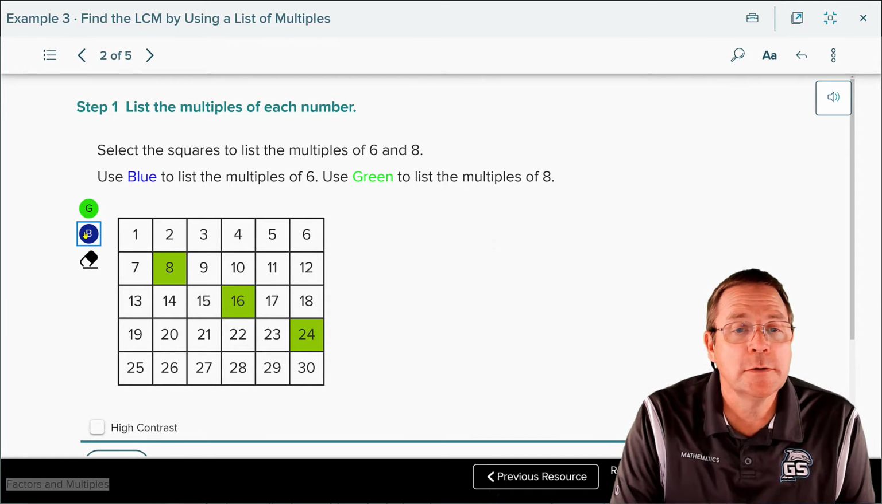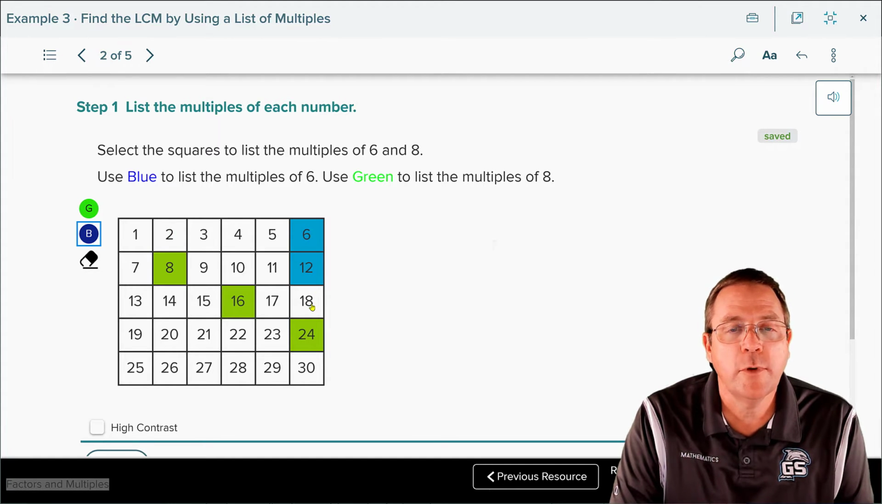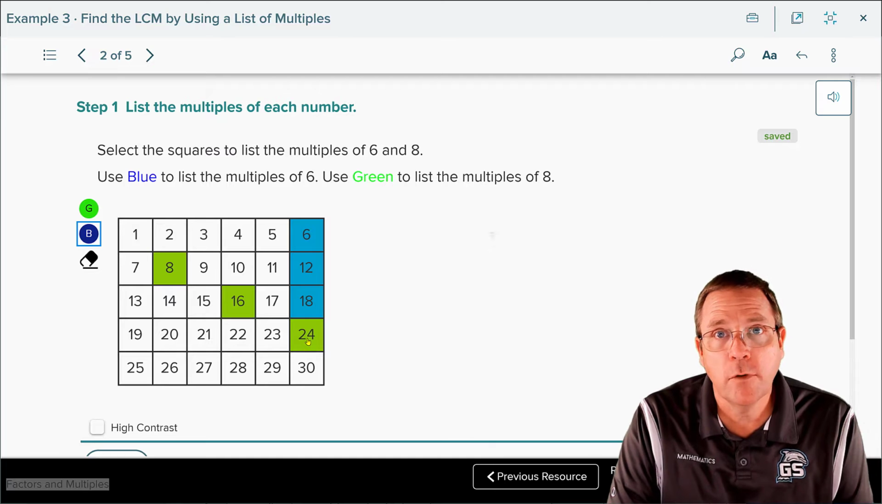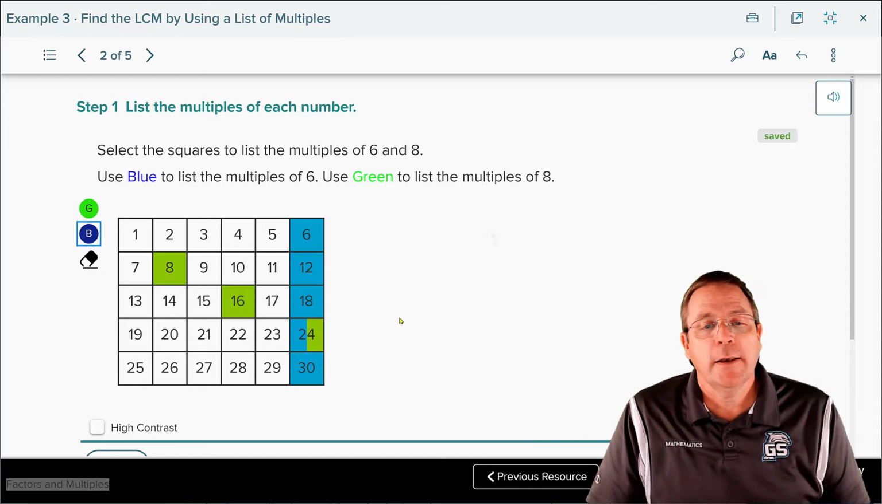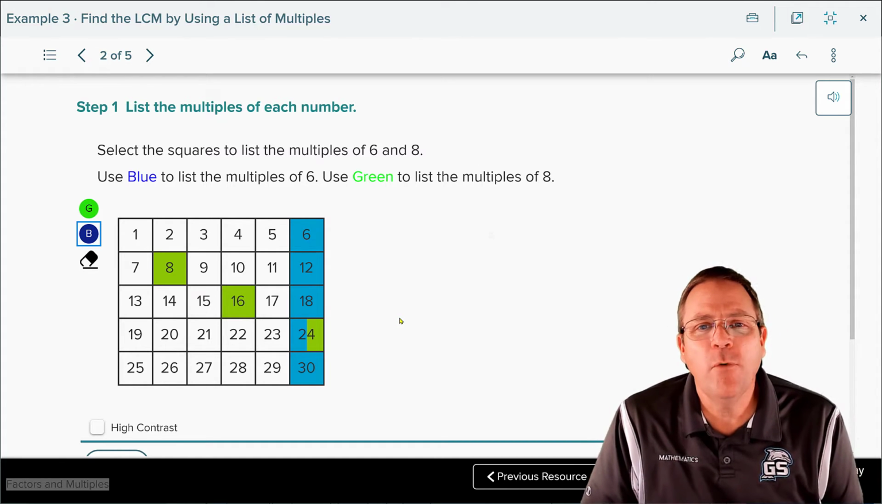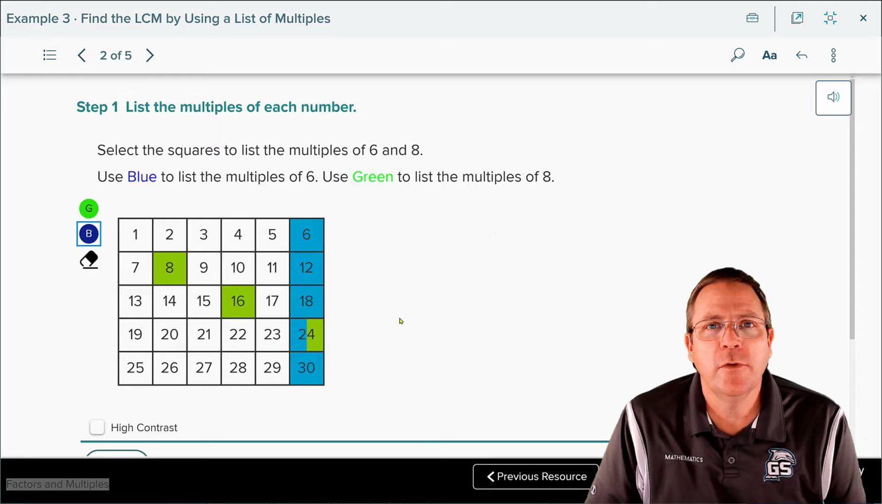And then the 6s is going to be blue. 1 times 6 is 6, 2 times 6 is 12, 3 times 6 is 18, 4 times 6 is 24, and 5 times 6 is 30. And right there you can see that it's going to be 24 weeks before the two of them line up together again.